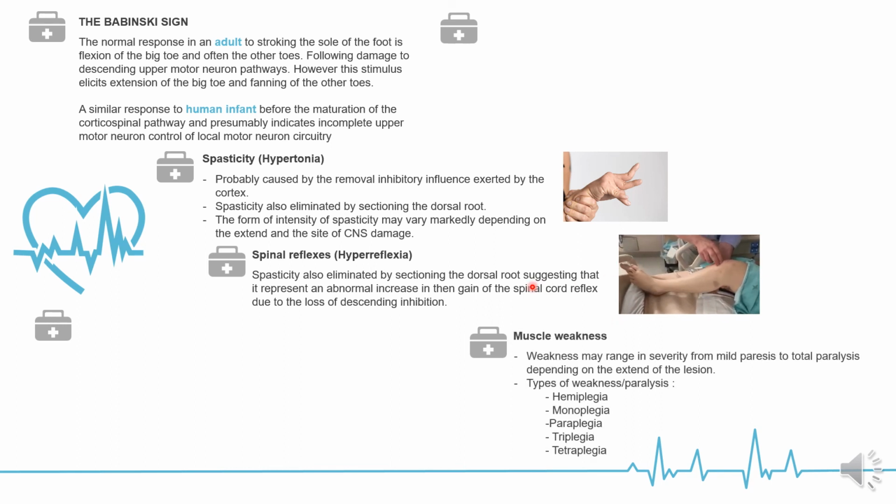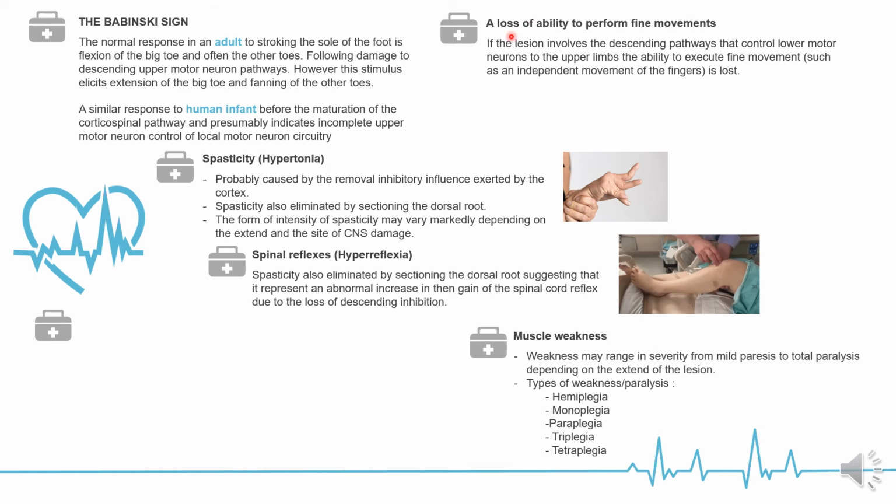Next, we have muscle weakness. The weakness may range in severity from mild paresis to total paralysis depending on the extent of the lesion. These are the types of weakness or paralysis that we have. When we have an injury to the spinal tract, there will be loss of ability to perform fine movement. Specifically for the corticospinal tract, if the lesion involves the descending pathway that controls the lower motor neurons to the upper limbs, the ability to execute fine movements such as independent movement of the fingers is lost.